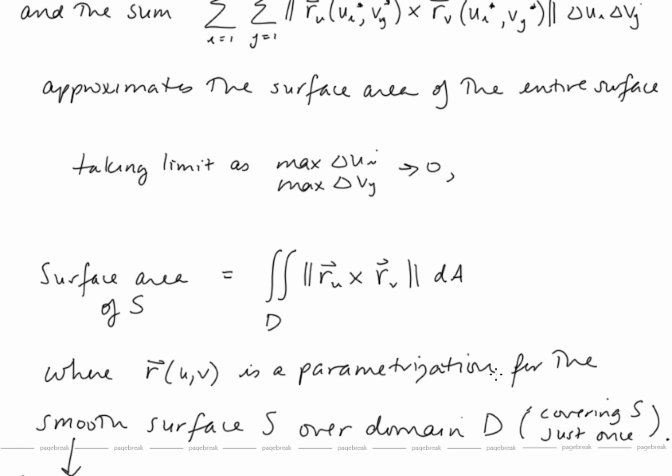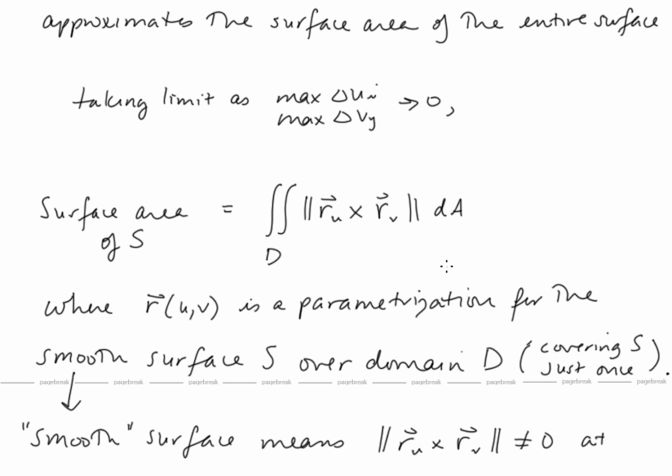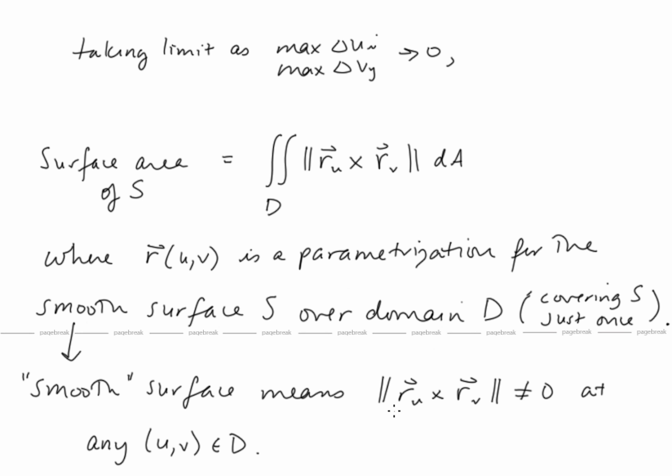And keep in mind that this surface area formula works for surfaces that are smooth, and by that we mean surfaces for which this cross product is non-zero over the domain, and also for which the parametrization covers S just once over this domain.